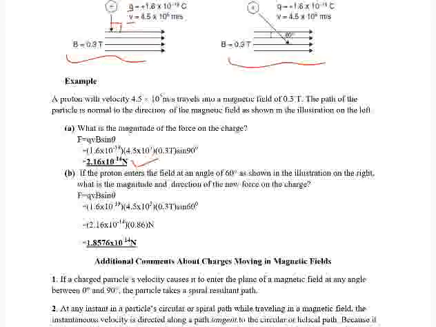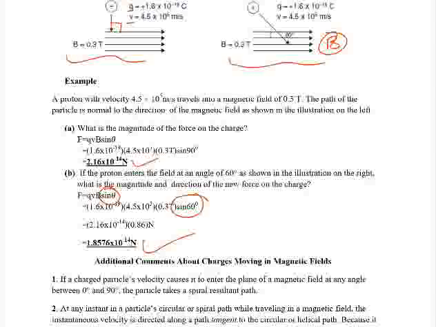At an angle of 60 degrees, we can substitute sine 60 in place of sine theta, and sine 60 is 0.86, and finally you get this value. Therefore, you must use the angle which is given between the velocity and the field strength. This one is the direction of the magnetic field, and this one is the direction of the velocity.